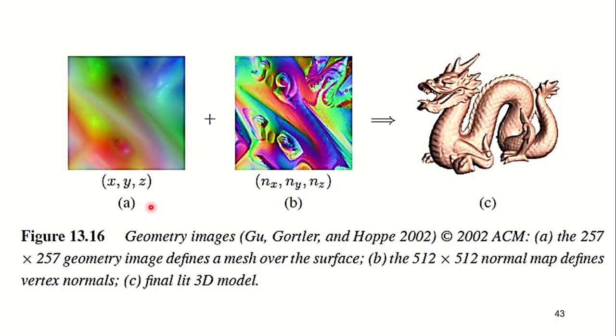So this shows the geometry images. This is a 257 by 257 geometry image, which defines a mesh over the surface. The next one is the normals of each point x, y, z, that is nx, ny and nz. After the cumulative operation, it leads to the final lit 3D model. So this is the normal map which gives all the vertex normals. When you add them up, we get the final model like this.